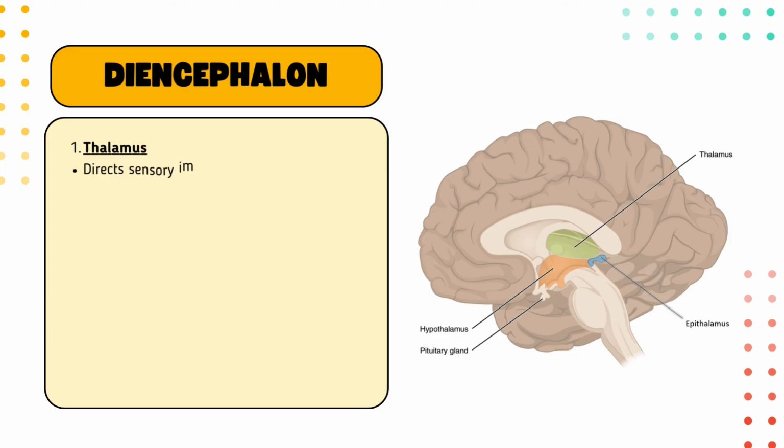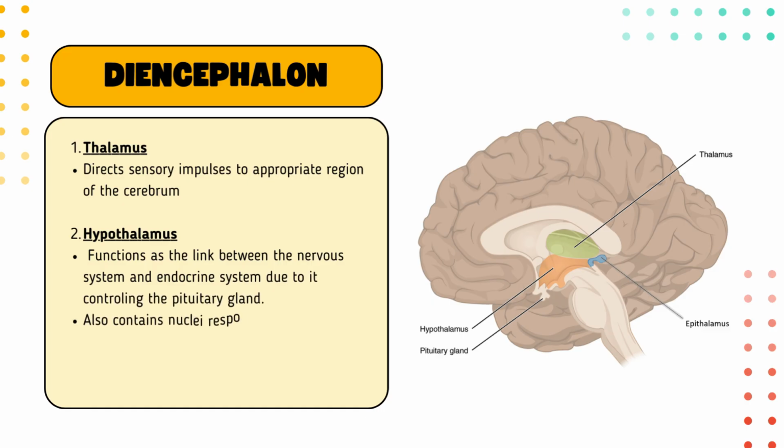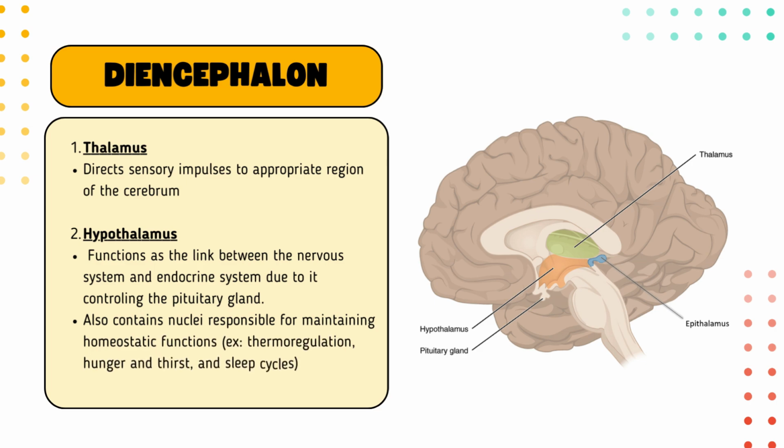Last is the diencephalon. The diencephalon includes the thalamus and the hypothalamus. The thalamus directs sensory impulses to the appropriate region of the cerebrum. The hypothalamus functions as the link between the nervous system and the endocrine system due to it controlling the pituitary gland. Also, it contains nuclei responsible for maintaining homeostatic functions. That includes thermoregulation, hunger and thirst, and sleep cycles.